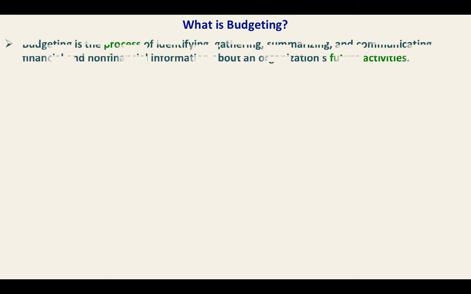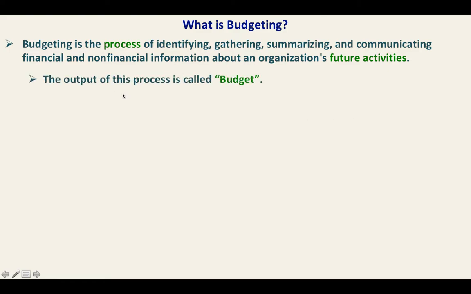What is budgeting? Budgeting is the process of identifying, gathering, summarizing, and communicating financial and non-financial information about an organization's future activities. So take note, in this definition, it is a process of gathering, summarizing, and communicating financial and non-financial information about future activities. The output of this process is called budget.